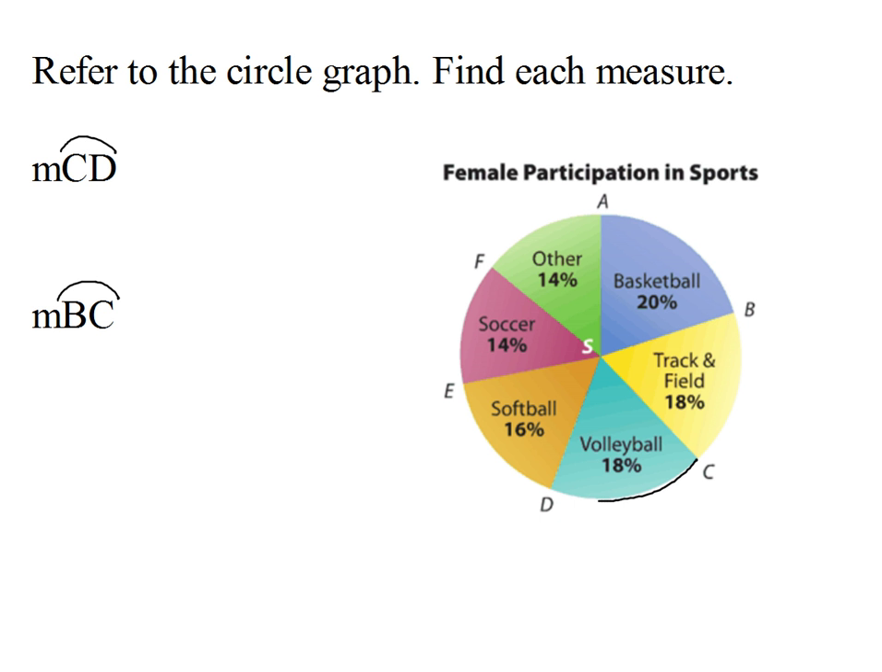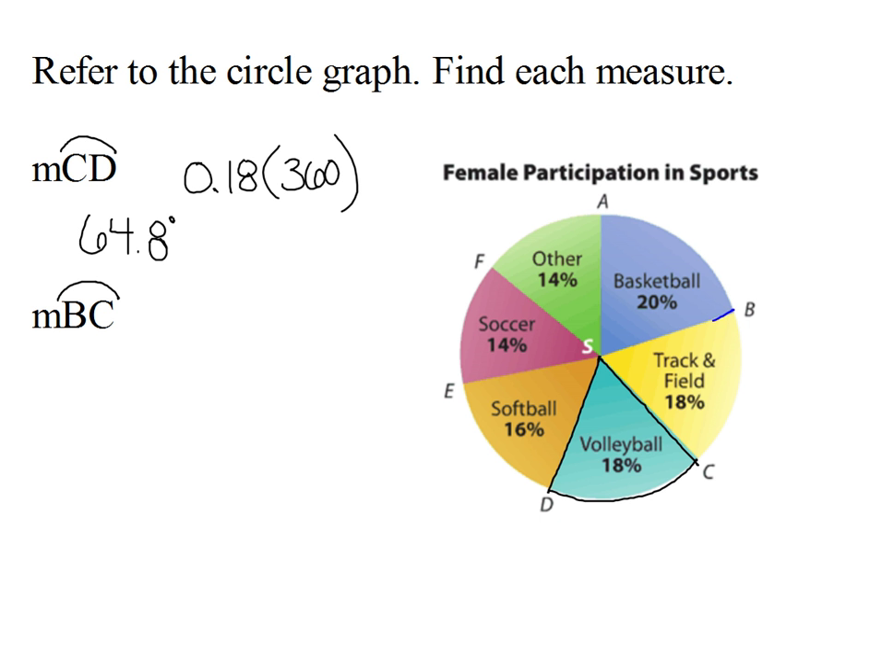So if we look at arc CD, this piece of the circle makes up 18% of the entire circle. 18% is written as 0.18 of the whole circle. The whole circle is 360 degrees. And if we multiply those together, we're going to find the measure of arc CD is 64.8 degrees. Now we need to find the measure of arc BC.